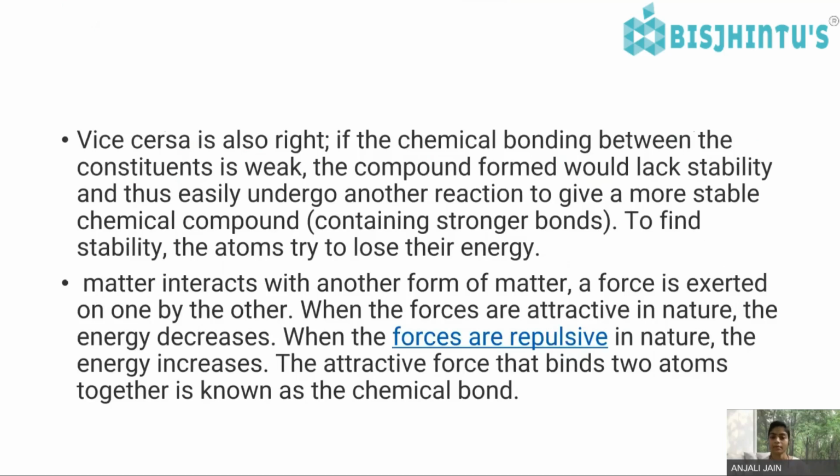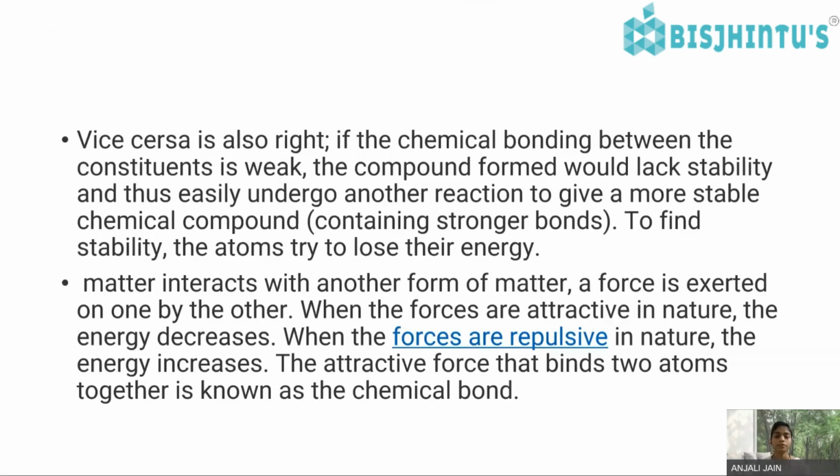If the chemical bonding between the constituents is weak, the compound formed would lack stability and thus easily undergo another reaction to become a more stable chemical compound. So the stronger bonds are formed if they have a large difference in electronegativity, and if there is less difference in electronegativity, then they will lack stability and will form compounds by reacting with some other constituents. To find stability, the atoms try to lose their energy. So minimal energy means stability.